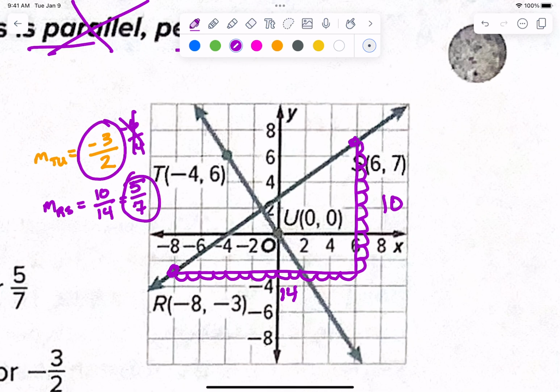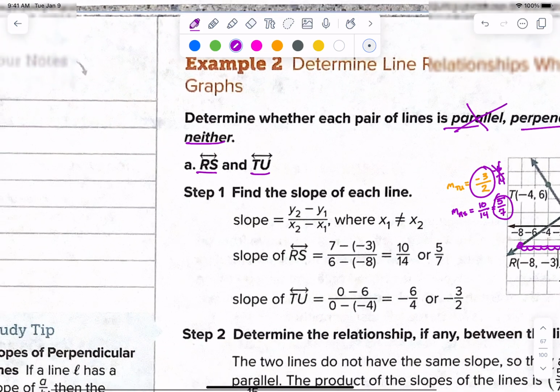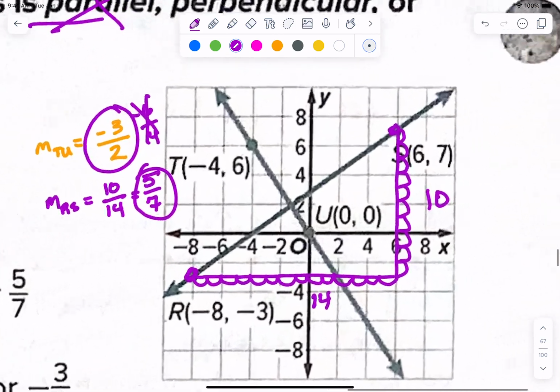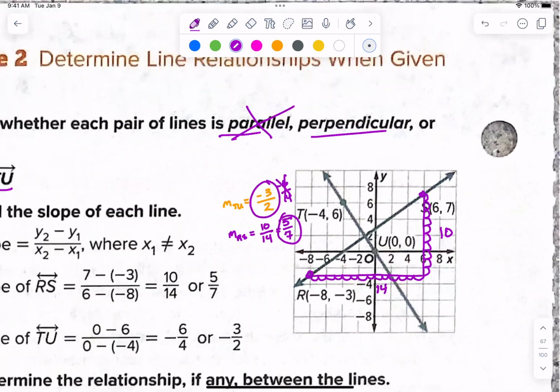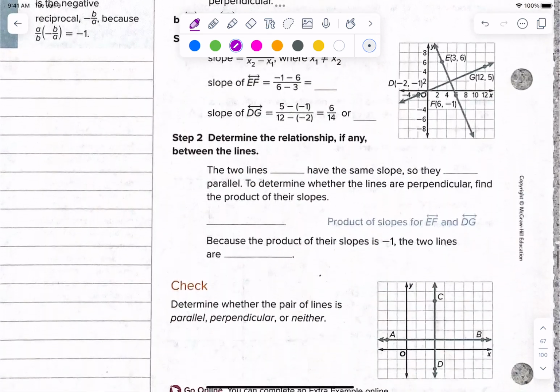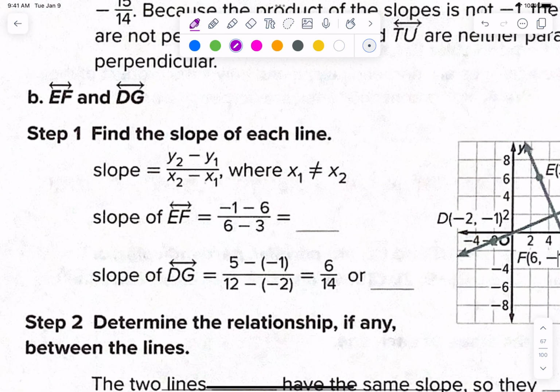So that's his slope. Are they parallel, perpendicular, or neither? Neither. They look like they might be perpendicular, right? But they are not. It's not a perfect 90-degree angle. Got it? Make sense? I'm going through this kind of fast, so stop me. They want us to do another one, B. Shall we do B, or are we moving on? Do you understand what we're doing? Finding slope to compare? Okay.